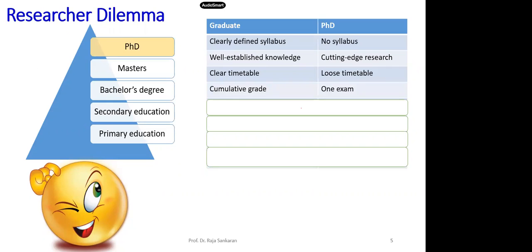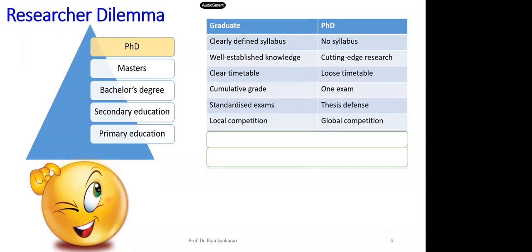In the case of a graduate, it's a cumulative grade. You keep on accumulating, and what you get at the end of, say, 2 or 3 years is the grade. Whereas in a PhD, it's one final exam, the defense. So it is a standardized exam in the case of a graduate versus the defense. Again, in the case of a graduate, it's a local competition, within the university or the college that we are working in.